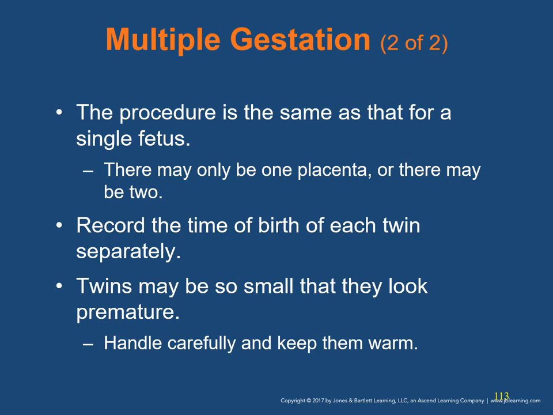However, you will need some supplies from an additional OB kit. Clamp and cut the cord of the first newborn as soon as it has been born and before the second newborn is delivered. There may only be one placenta, or there may be two. Record the time of the birth of each twin separately. Twins may be so small that they look premature. Handle them carefully and keep them warm.